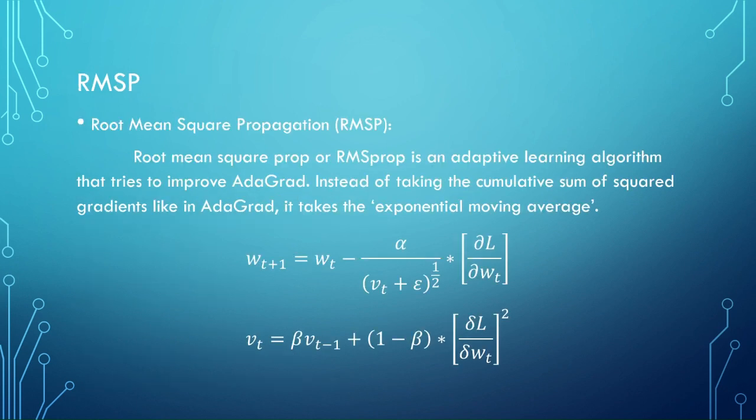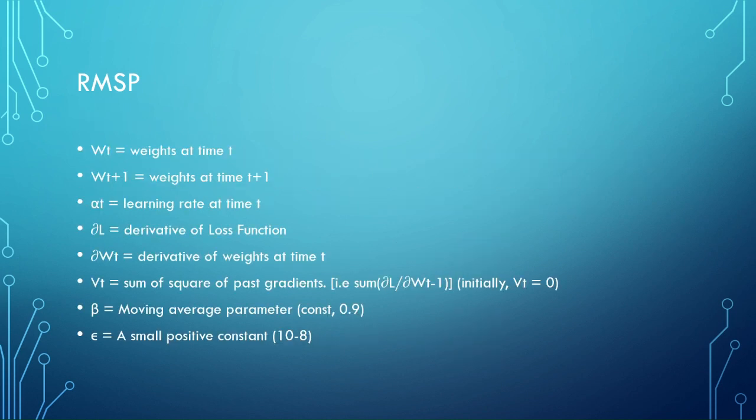RMSP, root mean square propagation. Root mean square propagation is an advanced adaptive learning algorithm. Here it is also the same. In order to find the weight Wt plus 1, the previous weight is used along with the learning factor and the Vt value. Wt means weight at time t, Wt plus 1 means weight at time t plus 1, alpha t is the learning rate at time t, dou L is the derivative of the loss function, dou Wt is the derivative of weights at time t, and Vt is the sum of squares of past gradients.